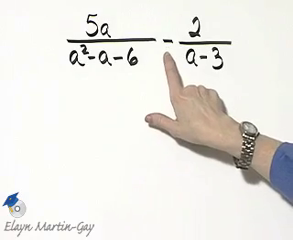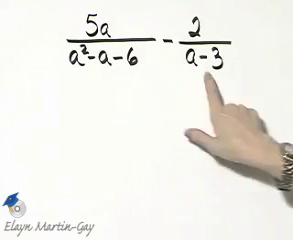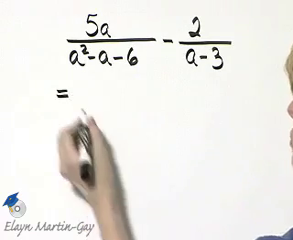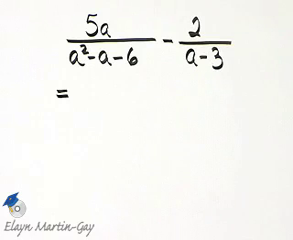The operation is subtraction, so we must have the same denominators. In this case, we don't, so let's come up with the least common denominator and rewrite each of these fractions as equivalent fractions, but with the same least common denominator.